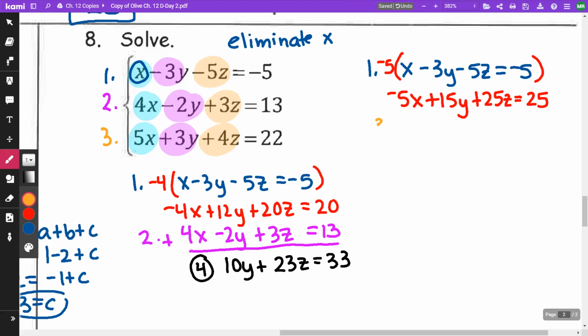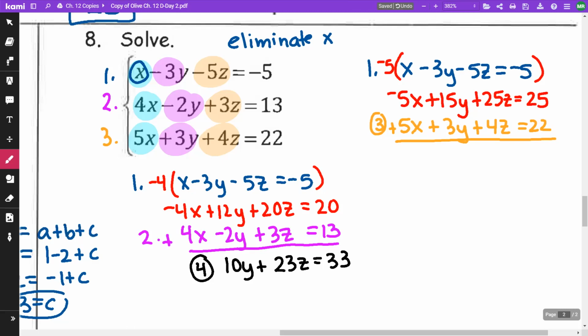And then I'm going to add that with equation 3, which was a 5x plus 3y plus 4z equals 22. And I'm going to get another equation that should have y's and z's. So my x's cancel out. I get 18y plus 29z is equal to 47. And this will be equation 5.